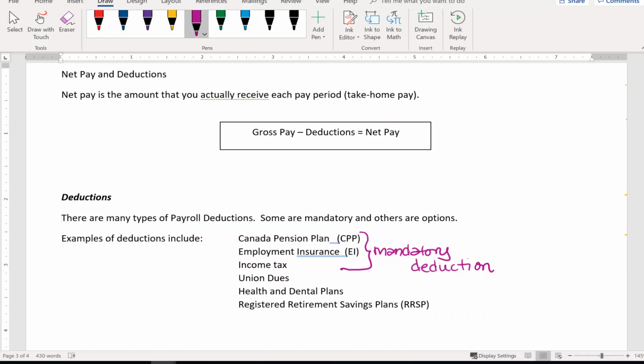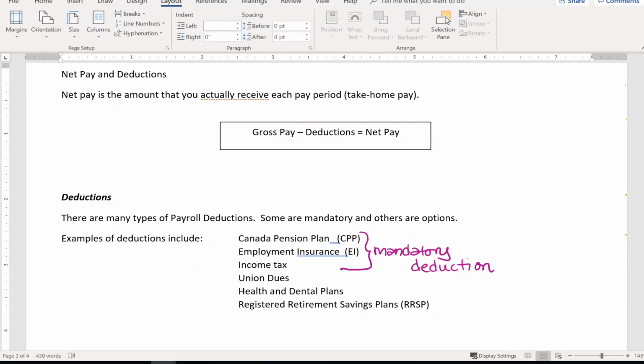Union dues, health and dental plans, and registered retirement savings plans are optional, and those are based on an agreement made by you and your employer. Let's take a look at the three mandatory ones.